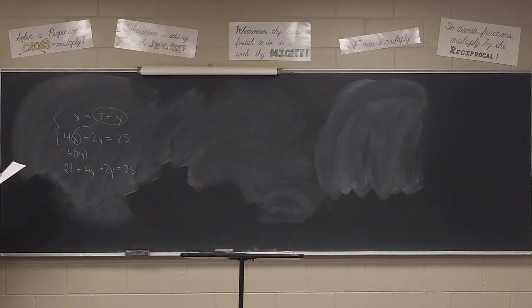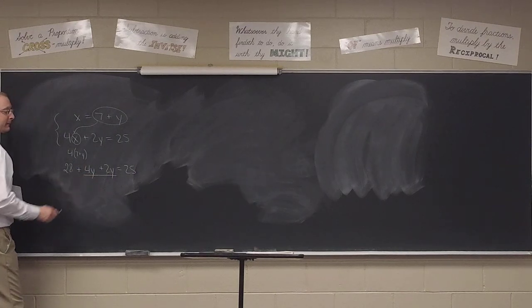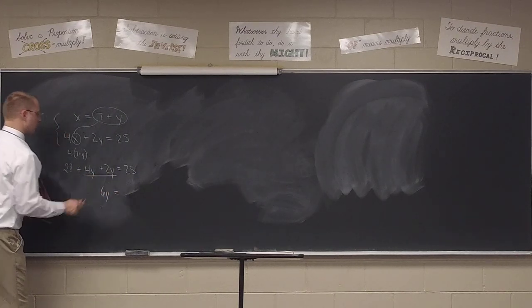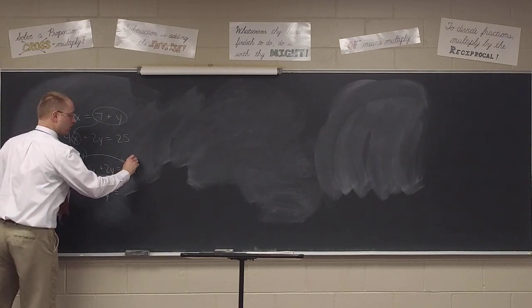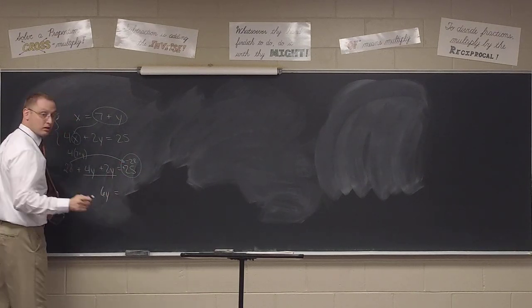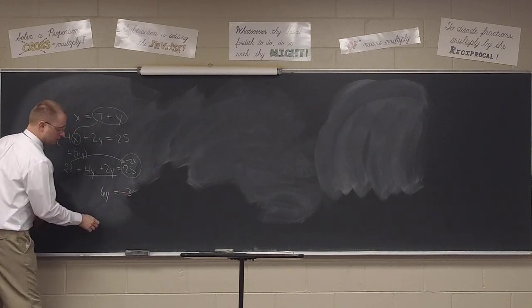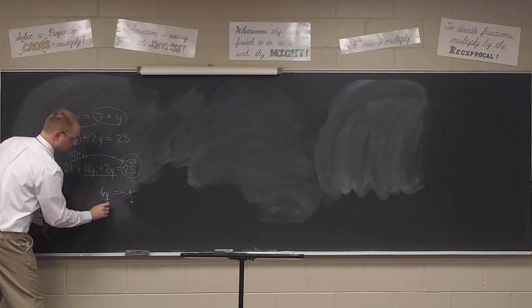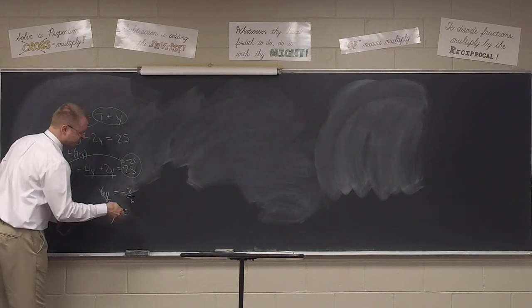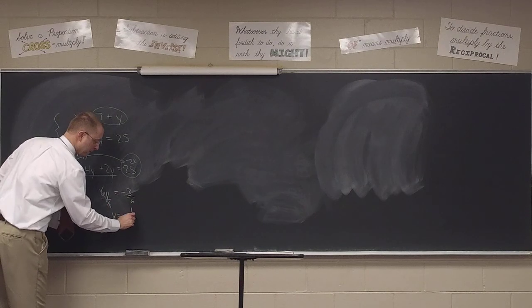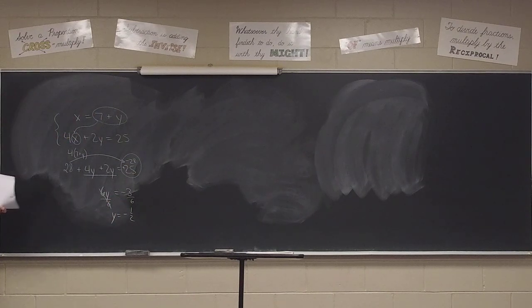Now, what do we got to do? Add the 4 plus 2 to get 6. And bring it over as negative, to make negative 3. Negative 3. And y equals negative 3 over 6. Let's reduce it down, right? Negative a half. All right, what do we do once we got negative a half for our y?